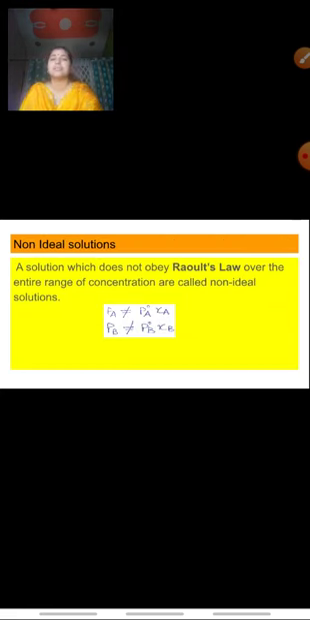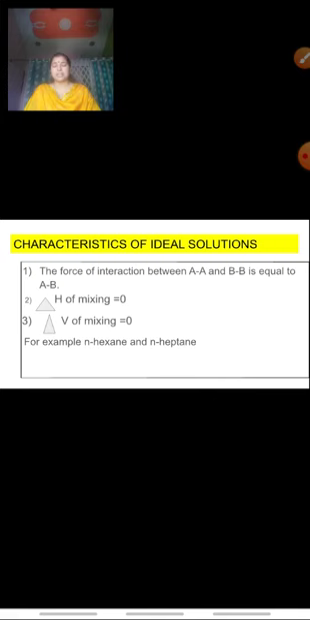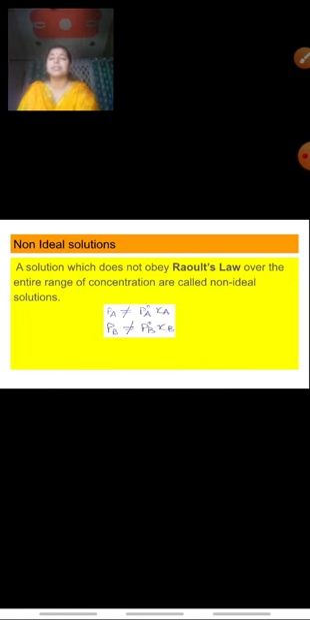Now children, I think you are now clear with ideal solutions and non-ideal solutions. Let us quickly revise what we have learned today. Ideal solutions are those which obey Raoult's law. That means PA is equal to P naught A zeta A and PB is equal to P naught B zeta B. Characteristics of ideal solution we have learned today: force of attraction between AA and BB is equal to AB. Second characteristic, delta H of mixing 0, delta V of mixing 0. One example you should know is N-hexane and N-heptane.